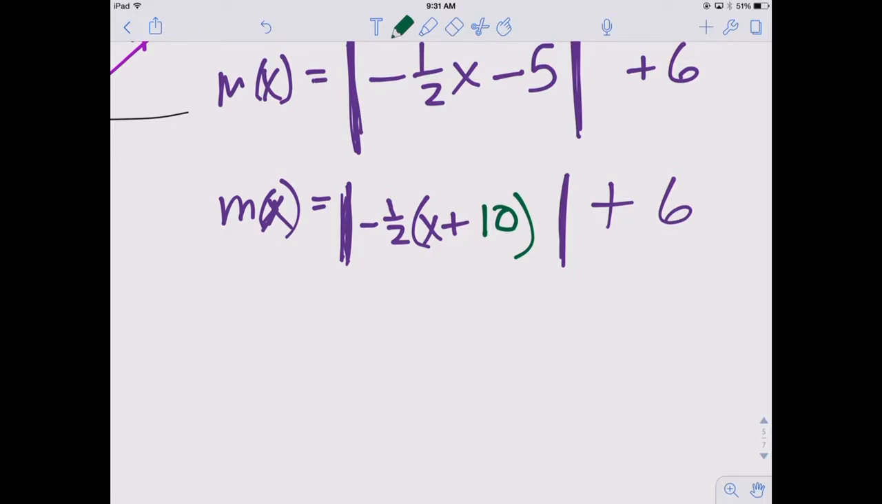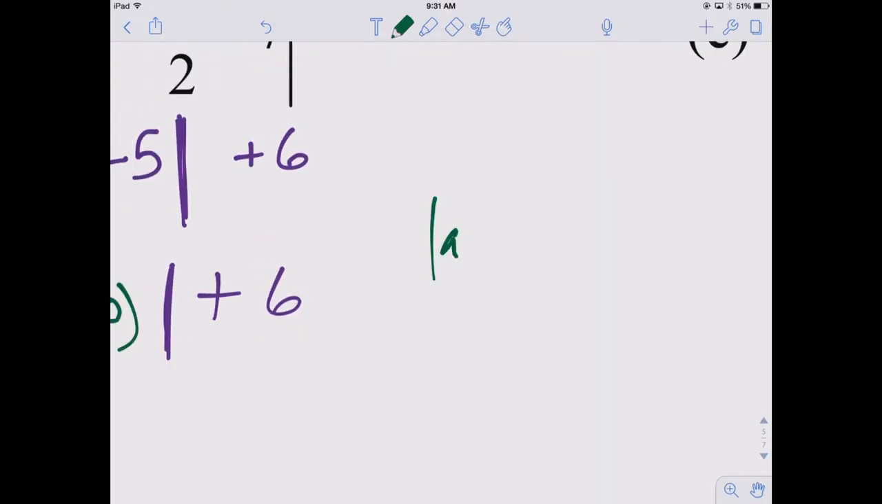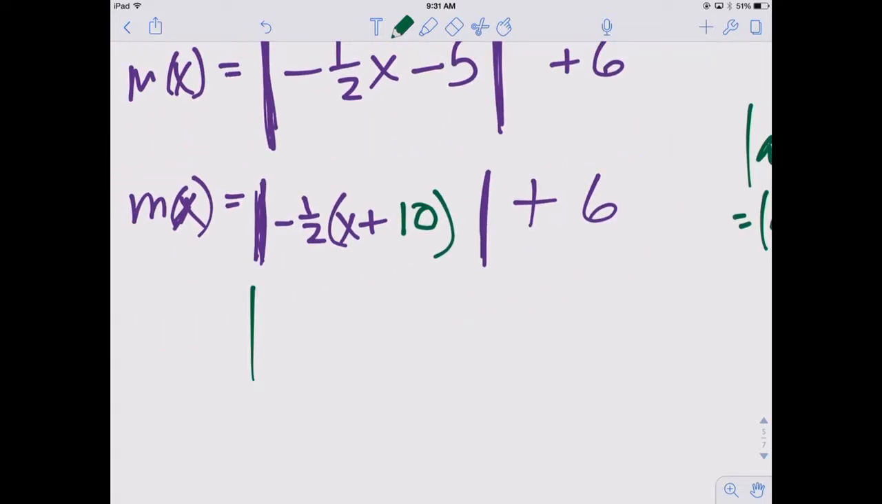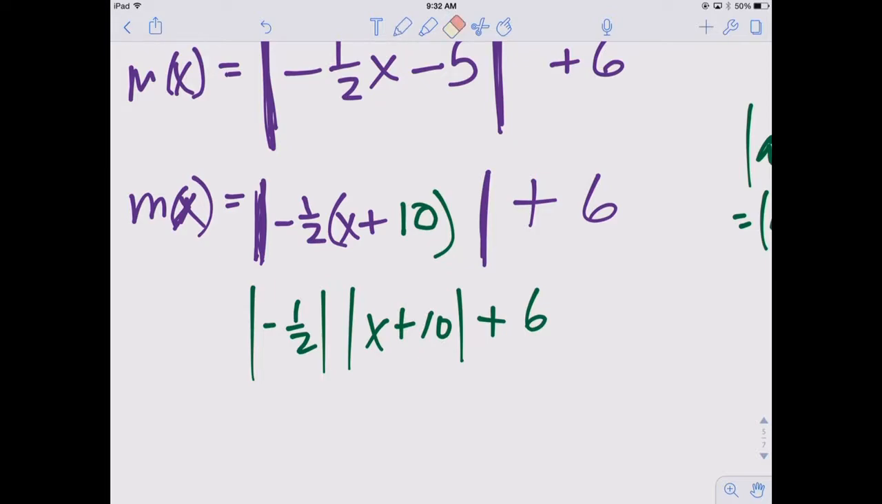Okay, now there's one last thing that we can do if we wanted to. If you ever have a negative multiplier inside the absolute value, you can actually take the absolute value of it. There's this little property that says the absolute value of A times B is the same as the absolute value of A times the absolute value of B, which means you can call that the absolute value of -1/2 times the absolute value of x plus 10. It's entirely up to you if you want to do that. Now, what would the absolute value of -1/2 be? Positive 1/2.